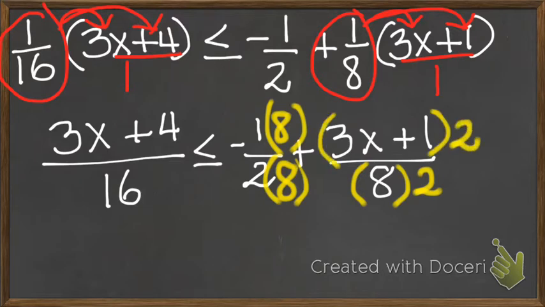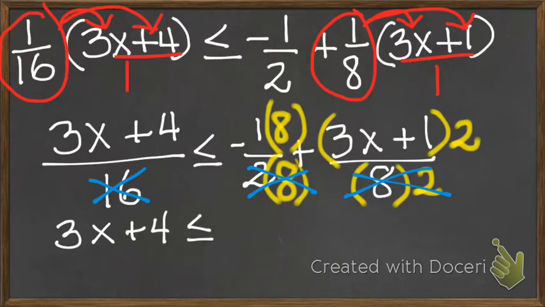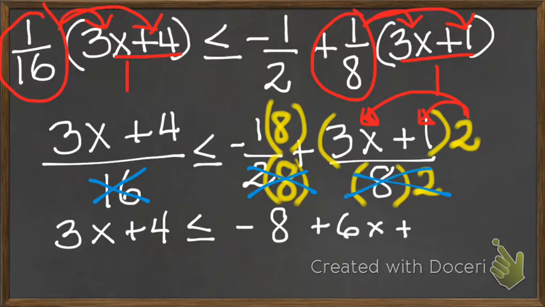Make sure that you use parentheses on the top. Since there's two numbers on the top, you have to multiply both by 2. And since the bottoms are now the same, we can just cross them out. We don't need the denominators any longer. And so we now have 3x plus 4 is less than or equal to negative 8. And then we have to multiply the 2 to each of the two numbers that are inside of the parentheses. 3x times 2 is positive 6x, and 1 times 2 is 2.